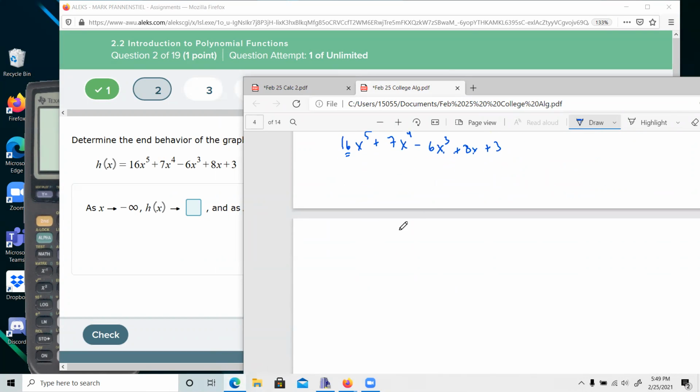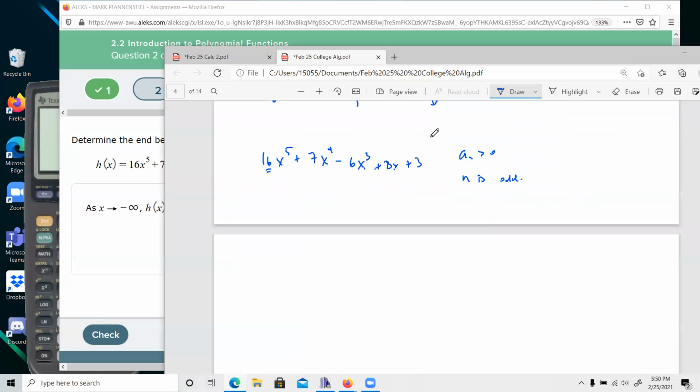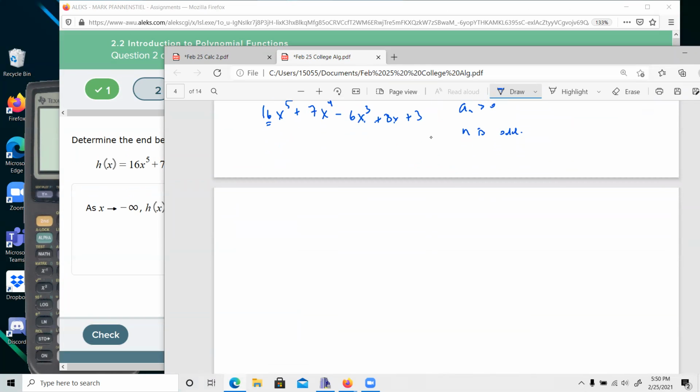Okay, so what's going on here? I know my leading coefficient is positive, and n is an odd number. So a sub n is greater than 0, and n is odd. So it's going to look just like x cubed. All the odd polynomials look like x cubed, unless they're reflected, just like all the even ones look like parabolas, give or take. All right, so I know that there's my end behavior.